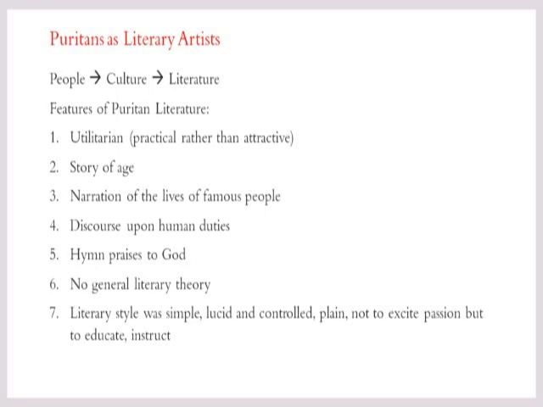It basically deals with the story of age. It basically deals with the narration of the lives of famous people. It basically deals with discourse upon human duties. There were hymns and praises to God. There is no general literary theory for Puritan literature. The literary style was simple, lucid, and controlled, plain, and it is not to excite passion but to educate. Literature was, according to Puritans, not to excite passion but to educate and instruct the pupil. It talks about the gospel of God.